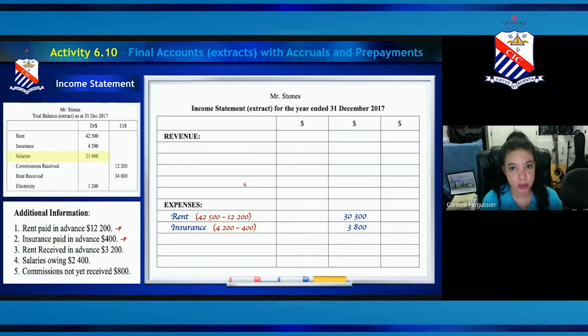Salaries. What you do next? Check your notes. You're looking down, salaries. There we go. So you notice it's not in any particular order. You found salaries. There is an owing, which means there's an accrual. So what you're going to do, you're going to add your accruals. You go under expenses, because salaries is always an expense to the business. You put your working, which is the amount from the trial balance, add the accrual, and that gives you 24,000.